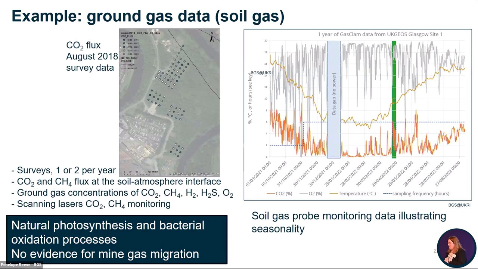Using some of the isotopic data, for example, you can look at the processes that form the gas, as Angela explained earlier today. We think those variations that you can see are to do with natural photosynthetic and bacterial oxidation processes, which vary by day and by season.